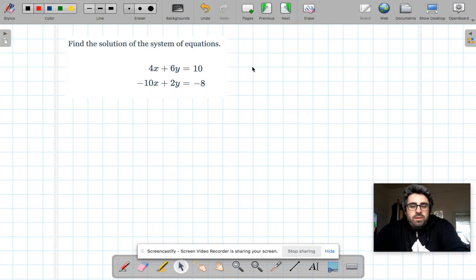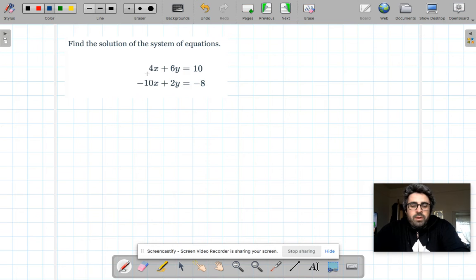Hi everyone, we're going to go over a level 2 problem on solving a system of equations by elimination. So you'll see these types of problems on Delta Math in your assignment. So what would differentiate between a level 1 and a level 2?